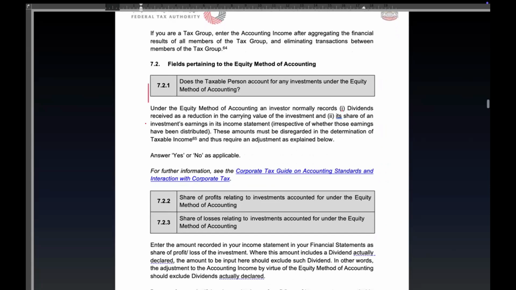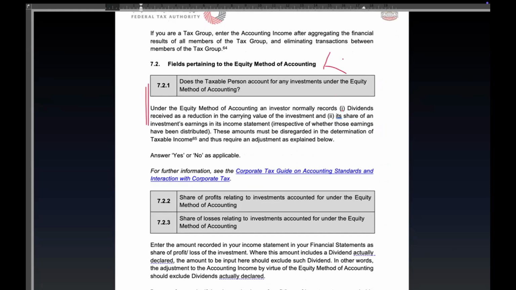Equity method, Faiza has already discussed in detail. What is this method basically? Whenever you are applying the equity method, you might be considering the dividend as your accounting income, but this is not a taxable income. If you are considering further, this is important here. I just wanted to highlight dividend.